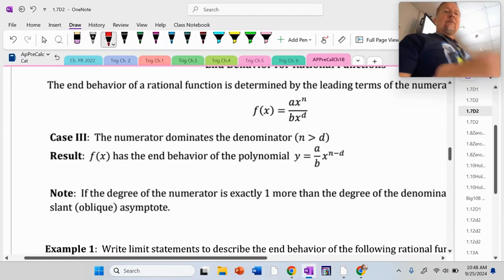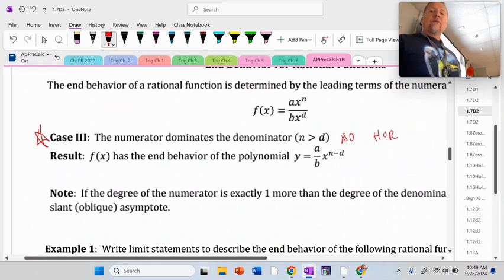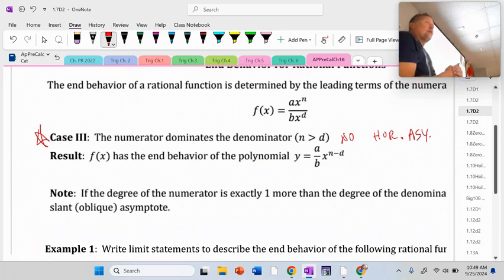Now, remember the notes from Monday? No. Well, the notes from Monday had 3 cases. This is case number 3 from Monday's notes, where we said, hey, when the numerator's degree is bigger than the denominator, there's no horizontal asymptote. But I did say on Monday there's a slant asymptote, and I did say on Wednesday we'll cover what that is and how that works.